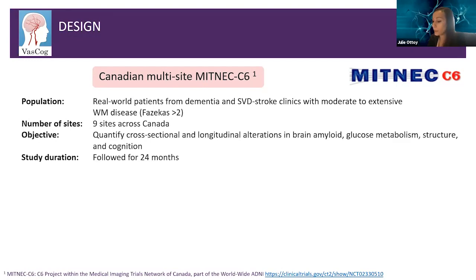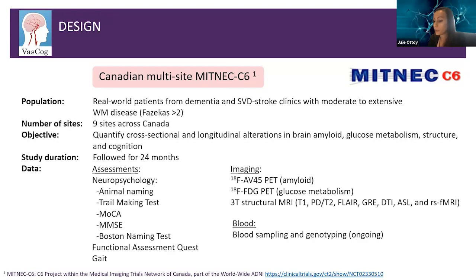The main objective of the MITNIC C6 was to quantify cross-sectional and longitudinal alterations in brain amyloid, glucose metabolism, structure, and cognition, and subjects were followed for 24 months. Next. So various data was acquired, including neuropsychology, imaging markers such as amyloid and FDG PET, and 3 Tesla structural MRI, and we also did blood sampling. So this MITNIC C6 project exemplifies great collaborative efforts across Canadian research institutes that focus on dementia and SVD.